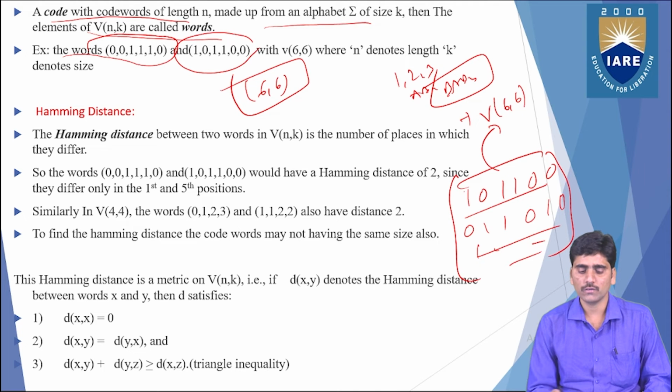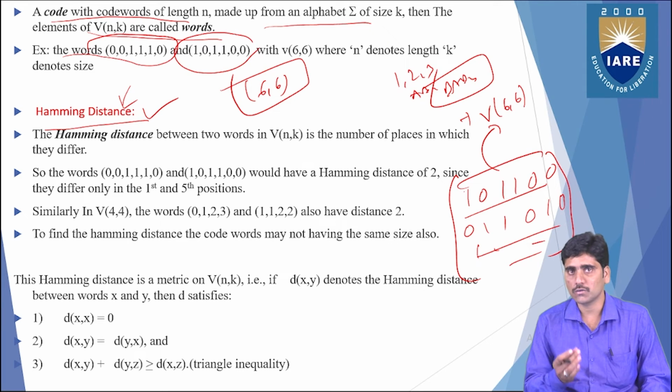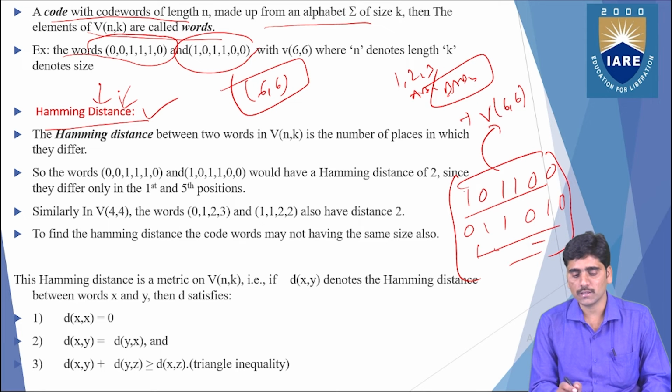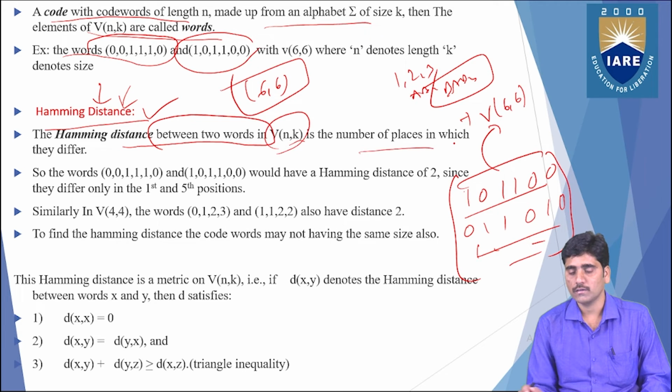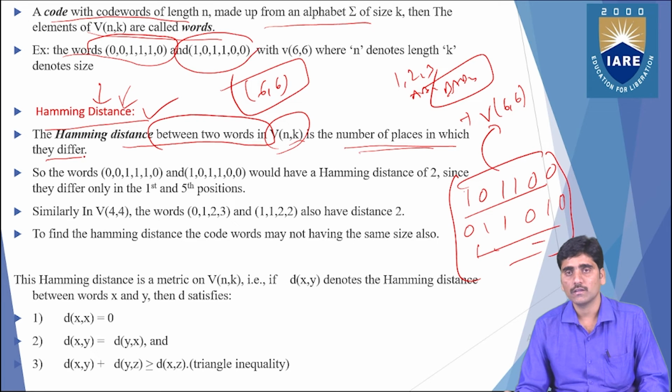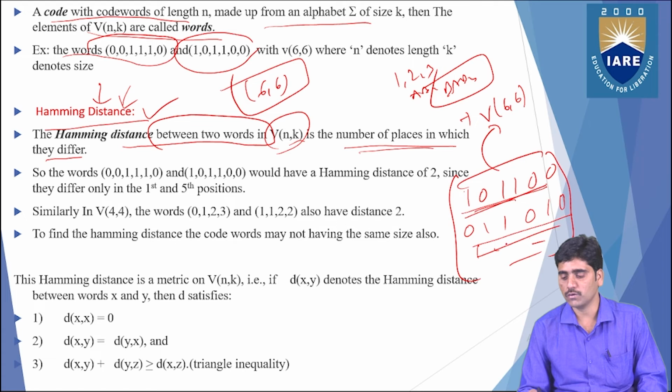And from these words, what are we going to do? What is meant by Hamming distance? Generally, when the network signal is low, it interrupts the transmission medium and does not transfer the data to the destination. At that time the signal barrier indicates that some network signal is interrupted, so we are going to generate some codes. To generate those codes, we identify the Hamming distance. Hamming distance between two words in V of n comma k means the number of places in which they differ. That means for the given code words, how many bits differ.